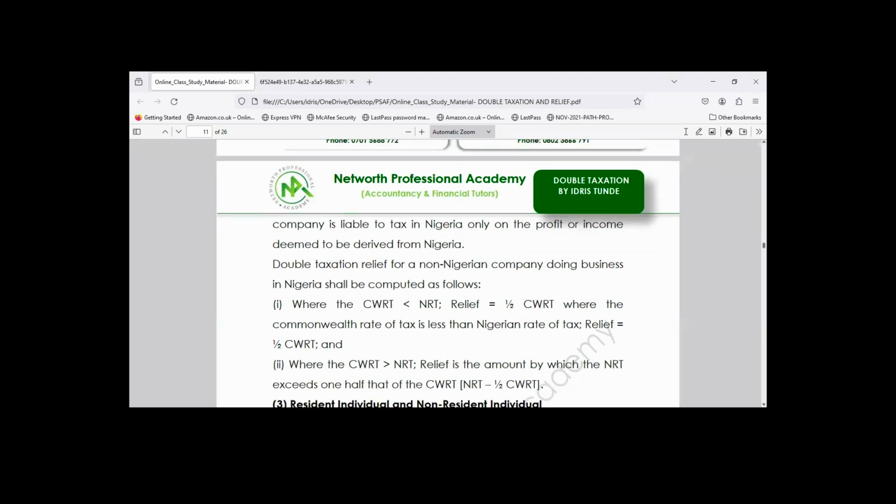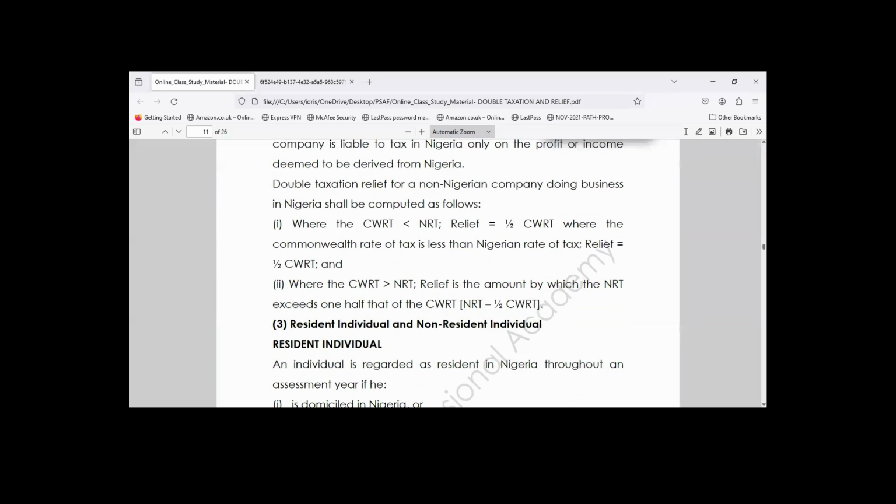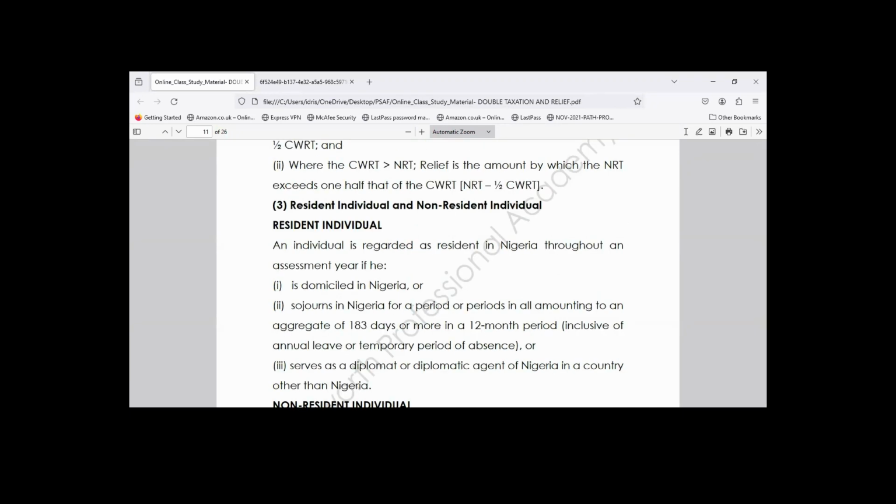In such a case, how do we compute their double taxation? If you want to compute their double taxation, we compare the Commonwealth rate with the Nigeria tax rate. So far as you are in Spain, you are still a Nigeria resident. If you want to define a resident individual, another name for resident individual means Nigeria resident. A Nigeria resident or resident individual is a person domiciled in Nigeria for more than 183 days, and a Nigeria citizen serving as a diplomat in a foreign country or in another country.